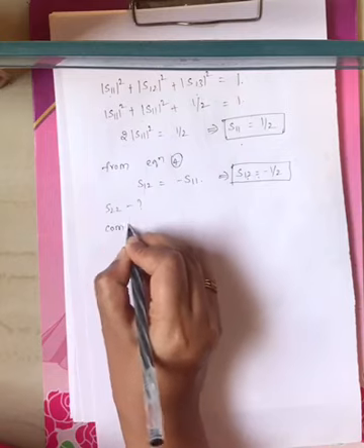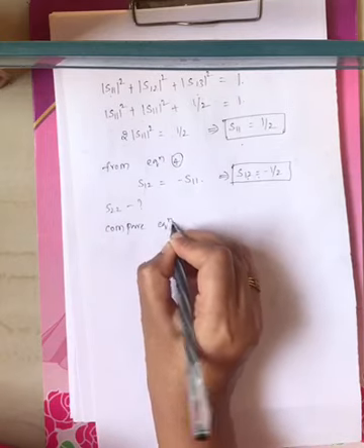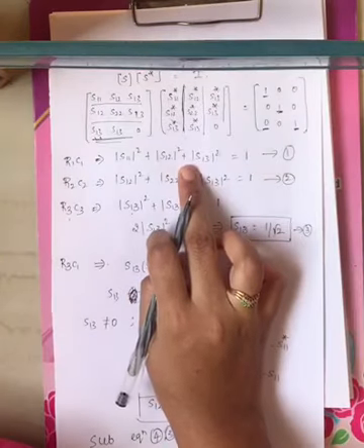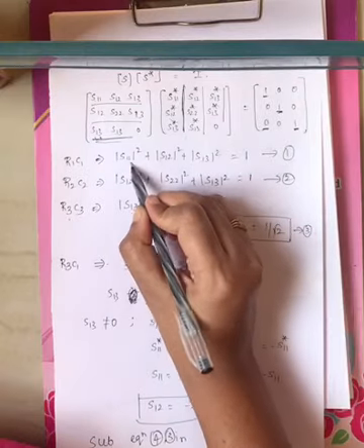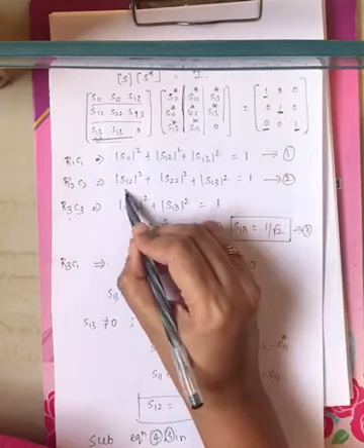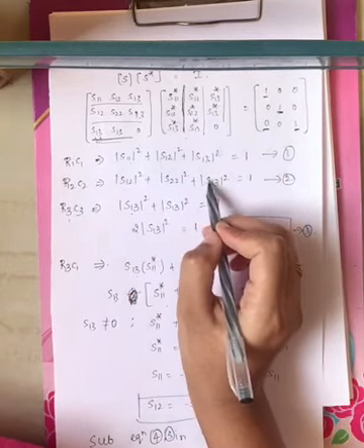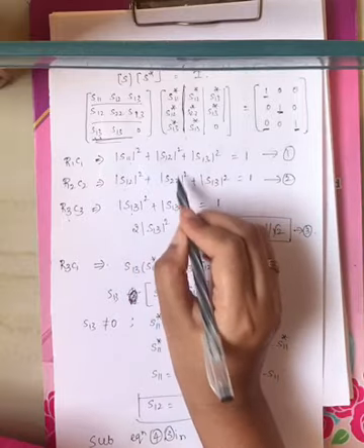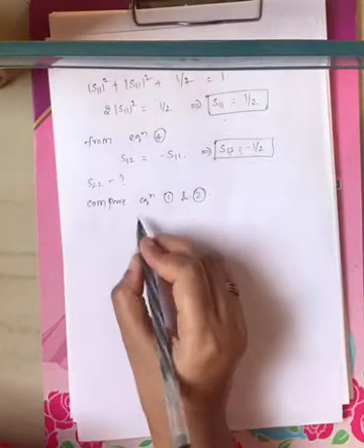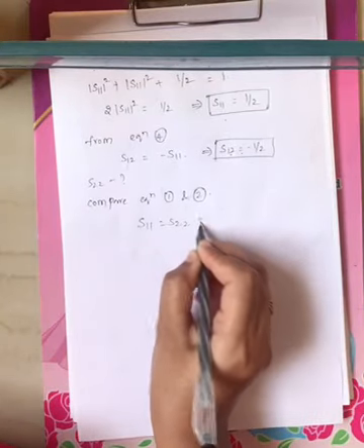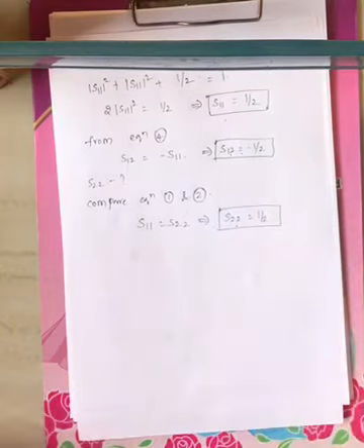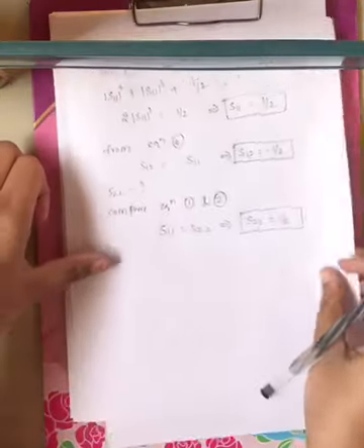Now compare equation 1 and 2. This is your equation number 1 and this is your equation number 2. Mod S11 square plus mod S12 square plus mod S13 square equals 1. Mod S12 square plus mod S13 square equals 1. If you compare these two equations, S11 is equal to S22. This implies S22 is nothing but half. Now substitute all the values and you'll get the final S matrix, right?